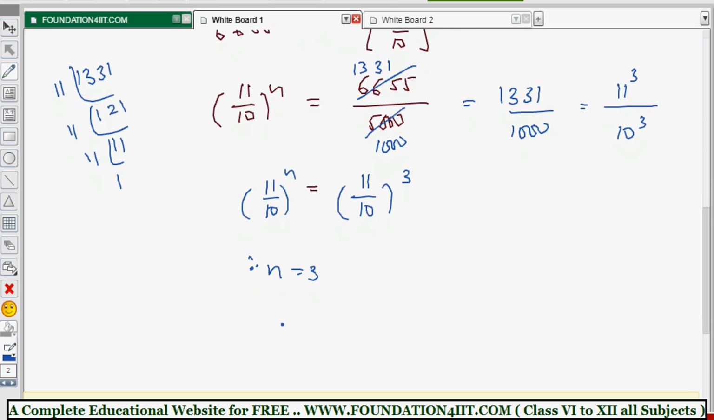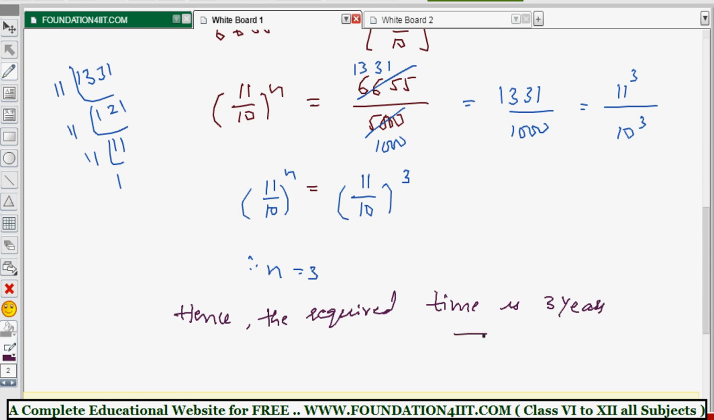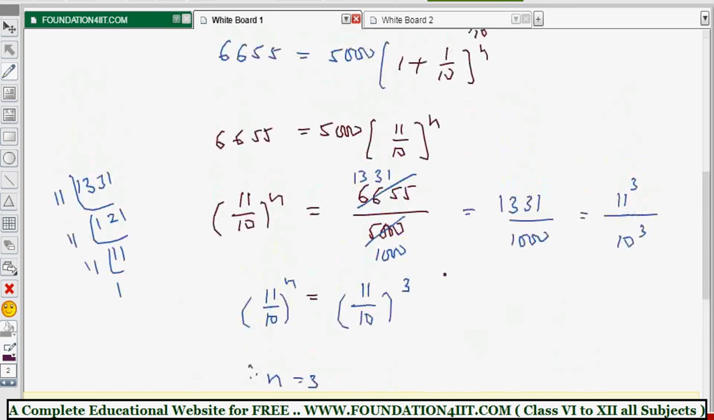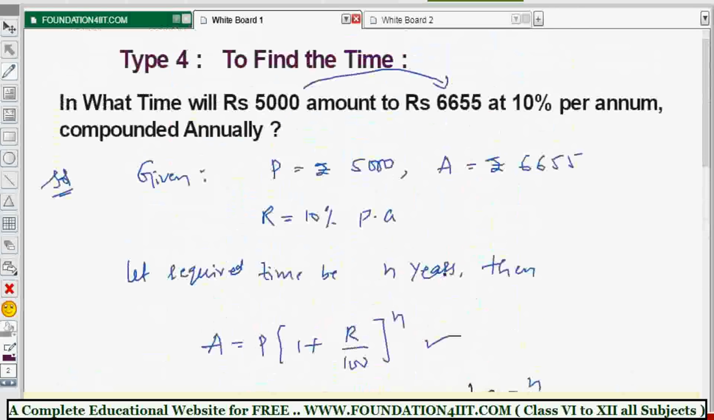Hence, you can confirm the answer, the value of n is given. We have taken the required time as n years. Therefore, the required time is 3 years. That means within 3 years the principal 5,000 becomes 6,655 at the rate of 10% per annum compounded annually.